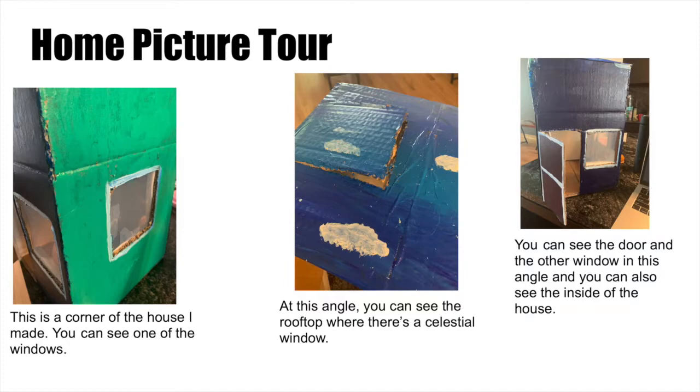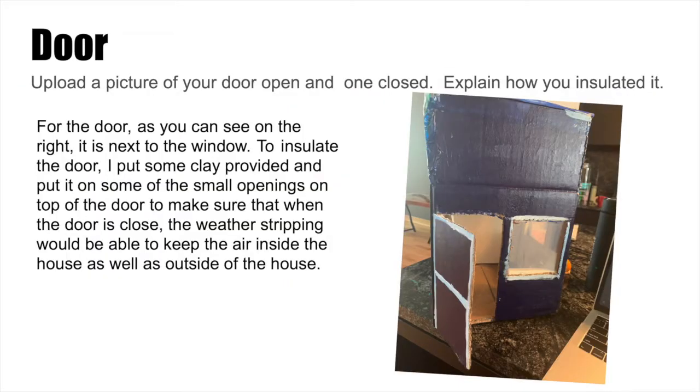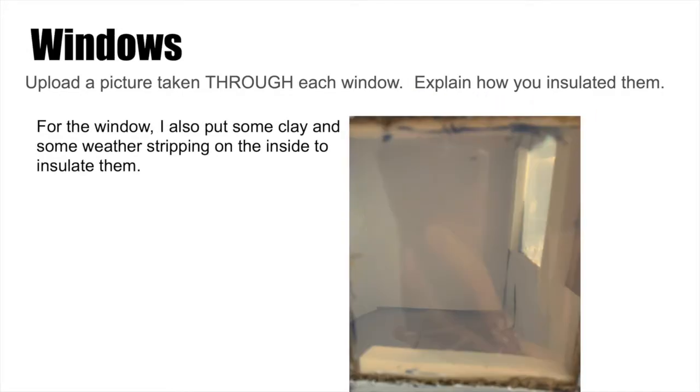At the last picture, you can see the door and the other window, and in this angle, you can also see the inside of the house. For the door, I insulated by putting some clay and some weather stripping to the small opening so that when the door is closed, it would be sure that the air is inside the house and stays inside the house. Similar to the door, the window also has some clay and some weather stripping on the inside to insulate them.